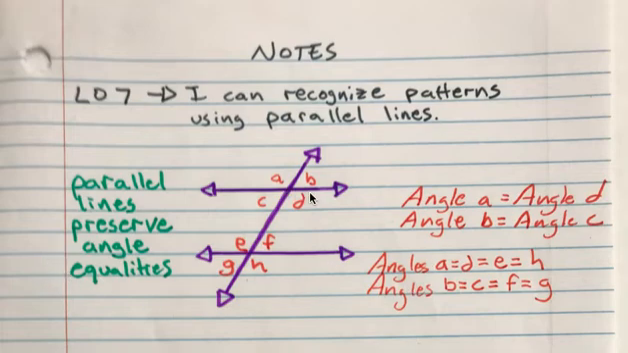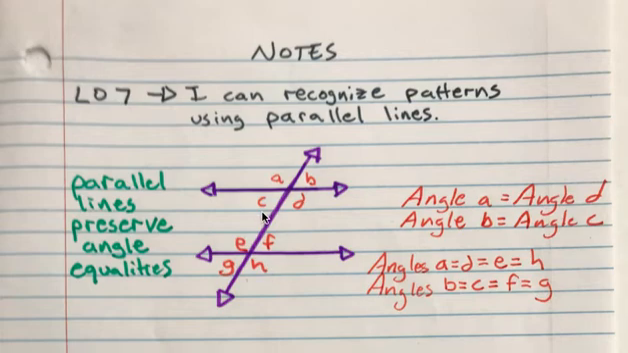Okay, angle A and angle D, we know what they are. They're vertical angles because they were jumping across the intersection of intersecting lines. And if this line is parallel to this line, we know that angle E and angle H, which occupy similar positions to angle A and angle D, are also going to be equal to angle A and angle D. So angle A equals angle D because they're vertical angles, and they also equal angle E and angle H because parallel lines preserve angle equalities.